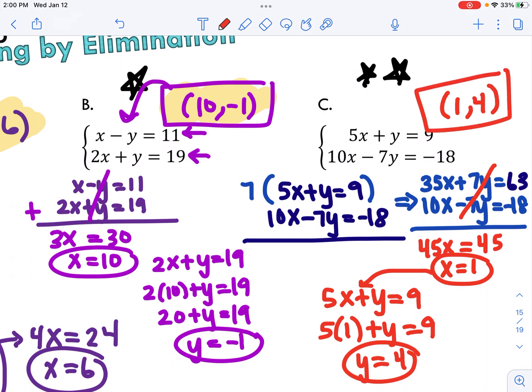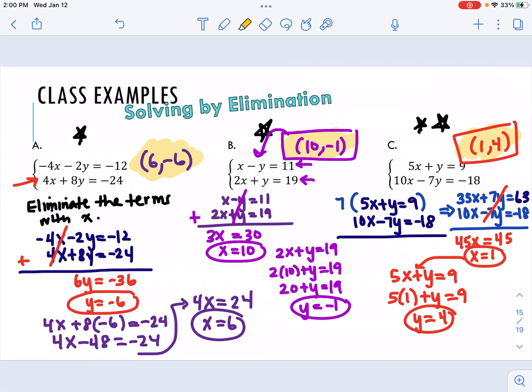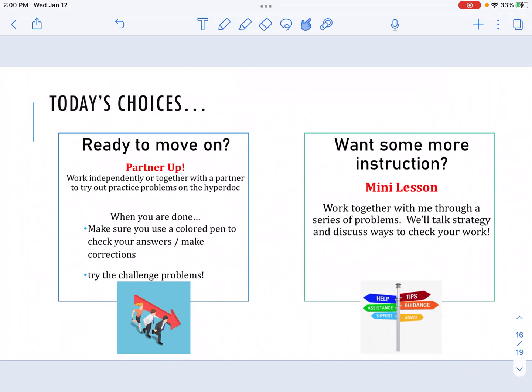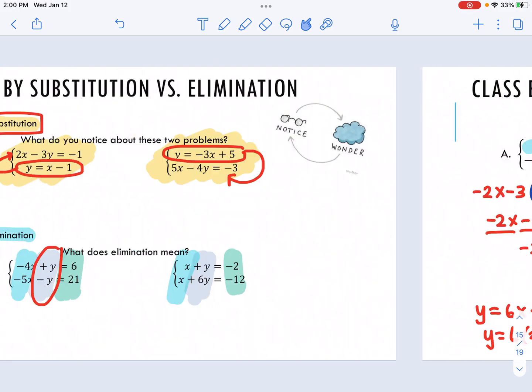I'm going to box that answer. For the sake of the video, I'm also going to highlight it. This means that if we were to graph 5x plus y equals 9 and 10x minus 7y equals negative 18, the point of intersection would be 1, 4. All right, elimination's a little bit trickier, but I would like you guys to try them out. So at this point right now, we've done a lot of work.